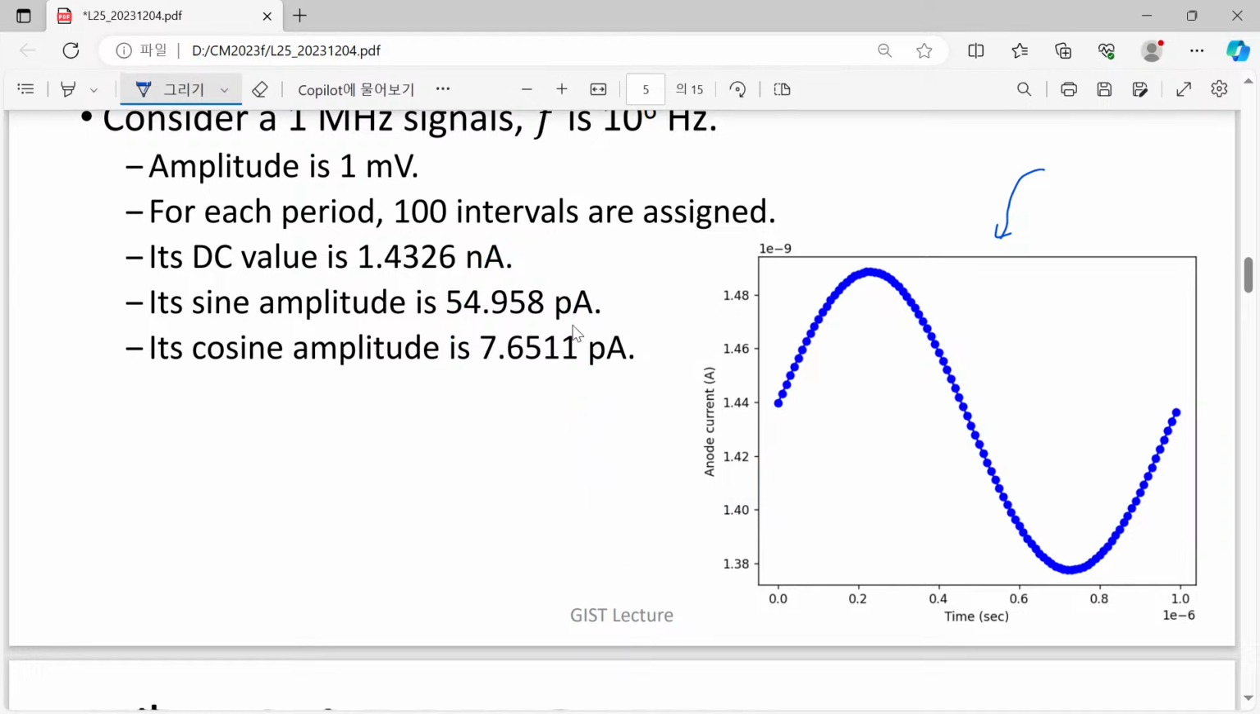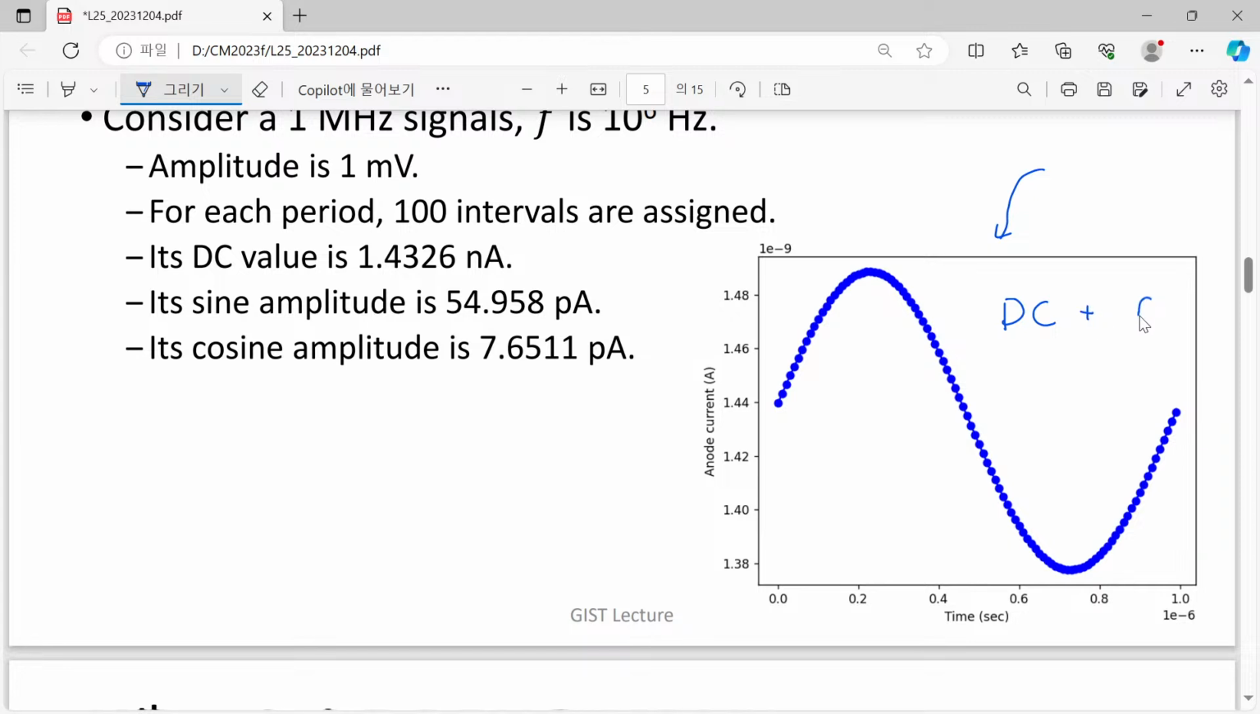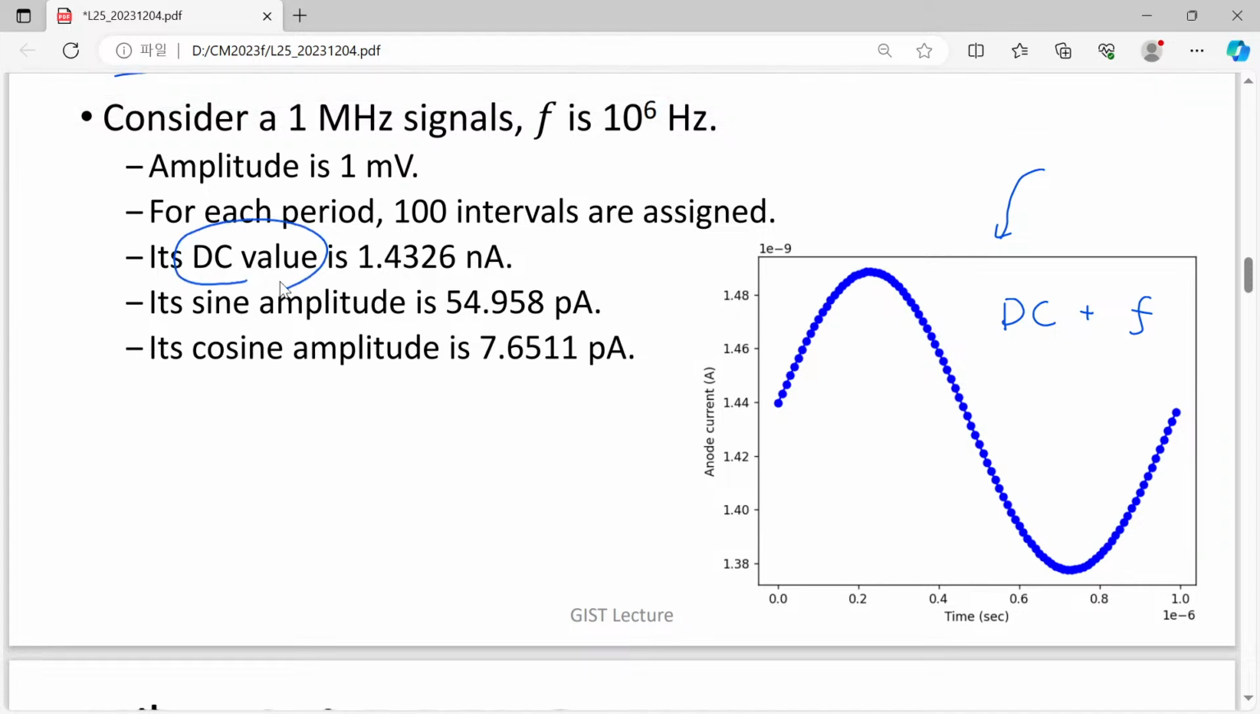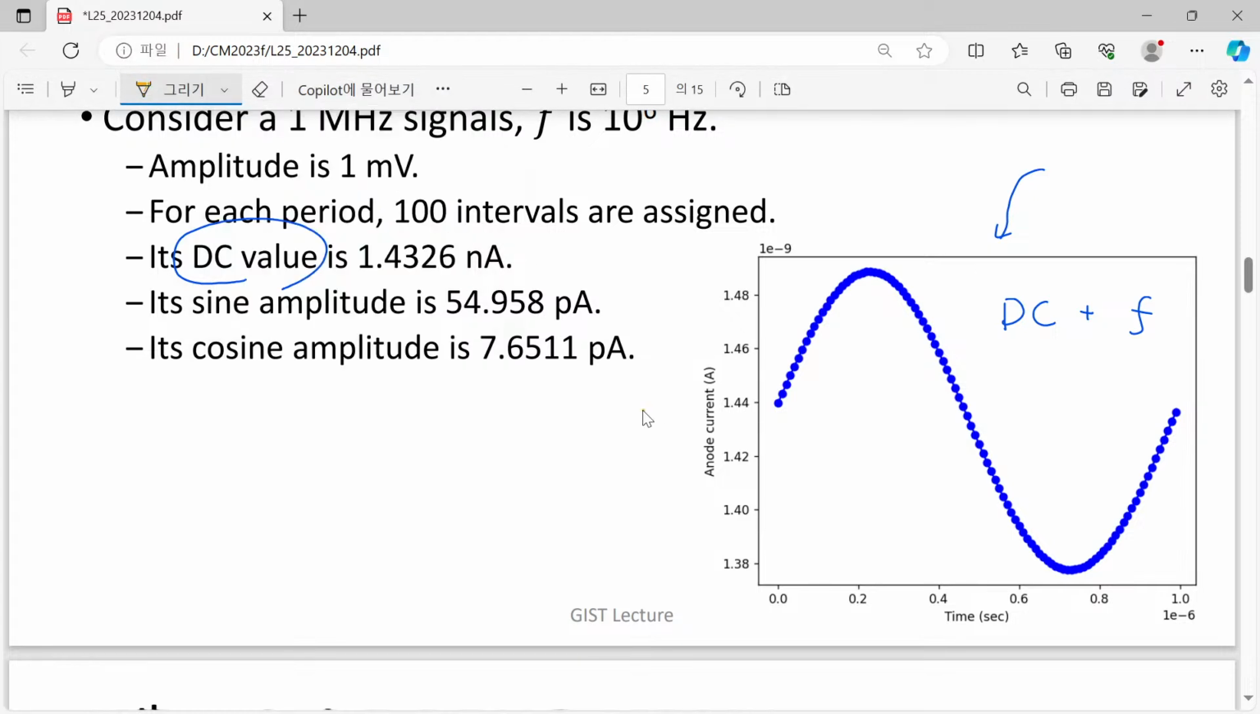Now once we have this form, we can treat it as a combination of DC component and frequency f component. From this, you can try to calculate the DC value. How can you calculate the DC value? You can just calculate the time average, and you will find that the average is simply given as this value.